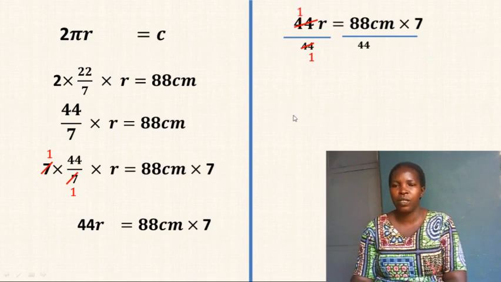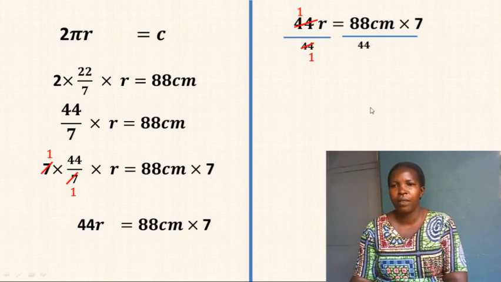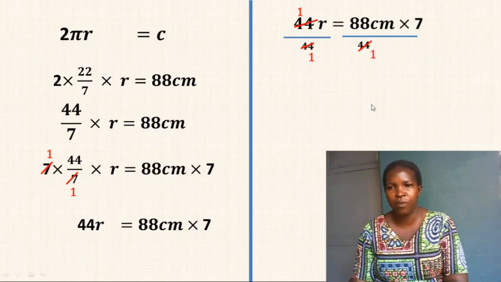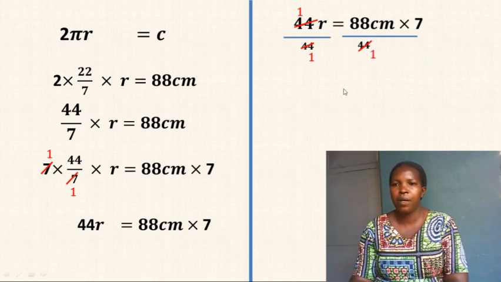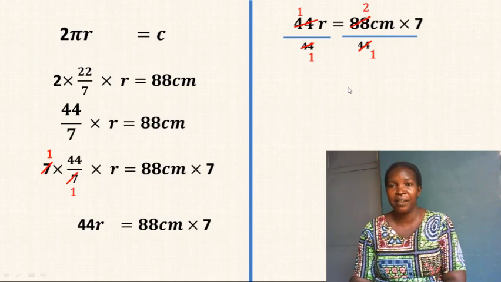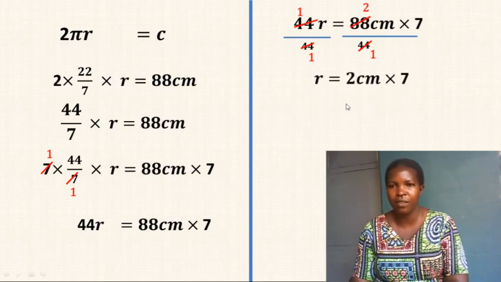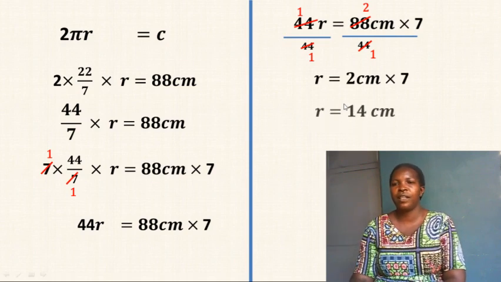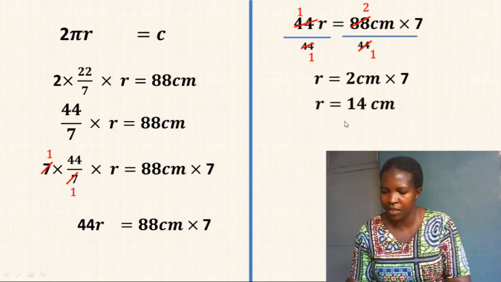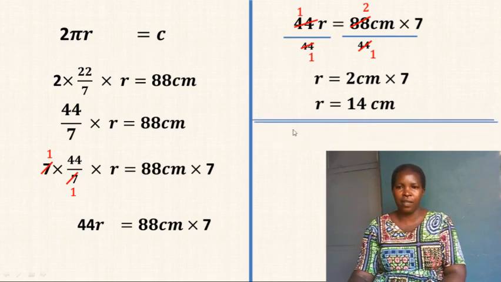That's good. So in the next procedure, we also need to cancel, to reduce on this other side of the equation, whereby we shall go 44 divided by 44. We shall come up with a 1. How about 88 divided by 44? Somebody is telling me the answer is 2. So in our next step, we shall have our radius being equal to 2 centimeters times 7. And finally, our radius will equal 14 centimeters. My dear boys and girls, we need to underline our final answer.